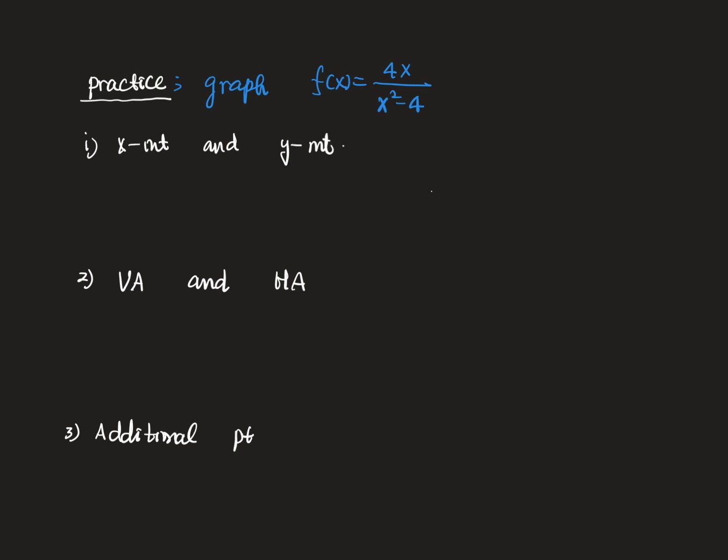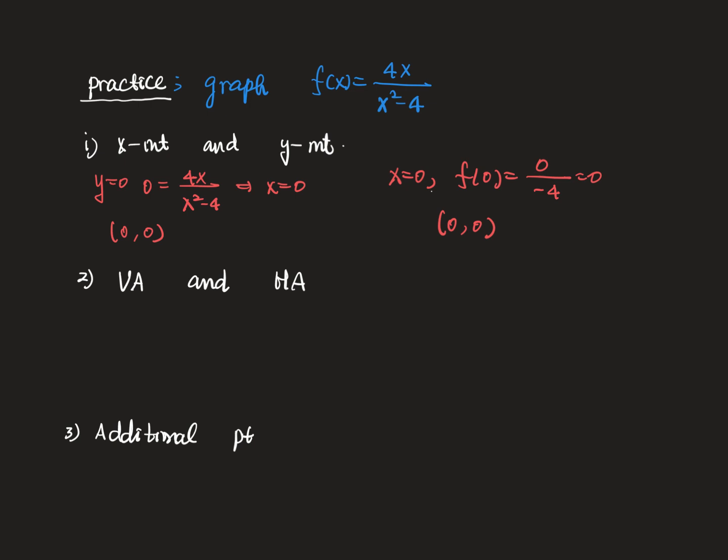Let's do the x-intercept first. For the x-intercept, y equals 0. So 0 equals 4x over x squared minus 4. This means x equals 0. So the x-intercept is 0 and 0. That's the first one you find. For the y-intercept, you plug in x equals 0. f of 0 is 0 over negative 4, which is 0. So the y-intercept is 0 and 0.